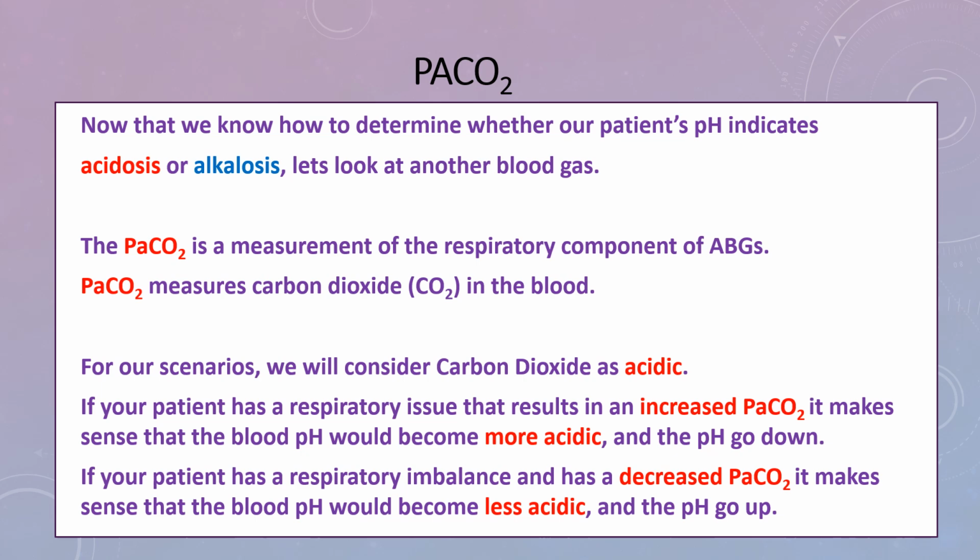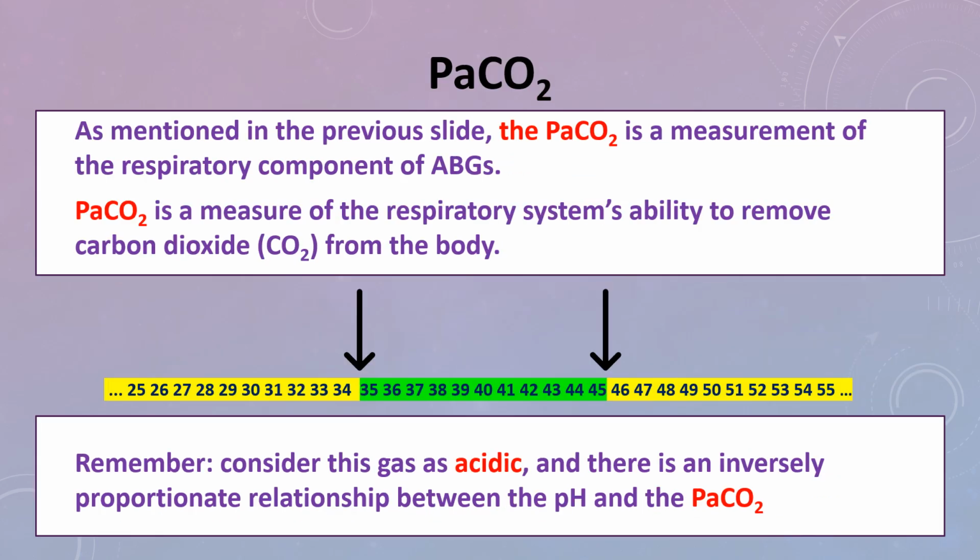If your patient has a respiratory issue that results in increased PaCO2, it makes sense that the pH would become more acidic and the pH would go down. If your patient has a respiratory imbalance then has a decreased PaCO2, it makes sense that the blood pH would become less acidic and the pH would go up.